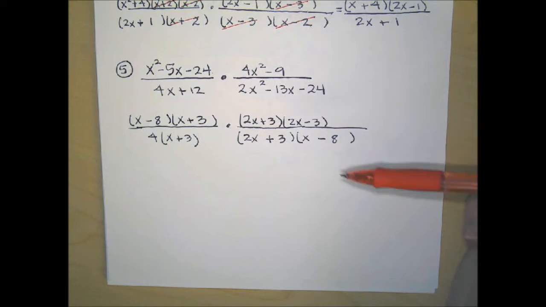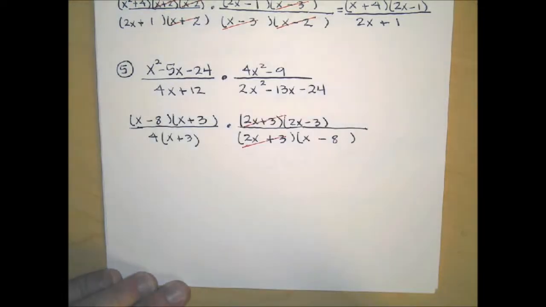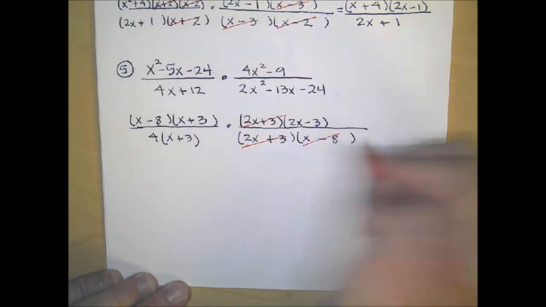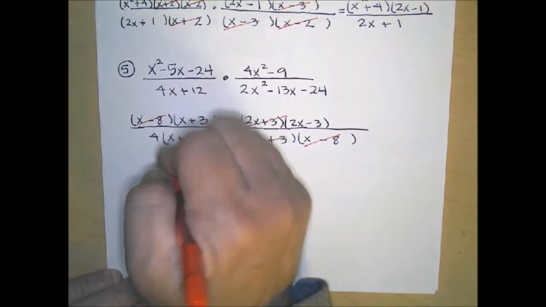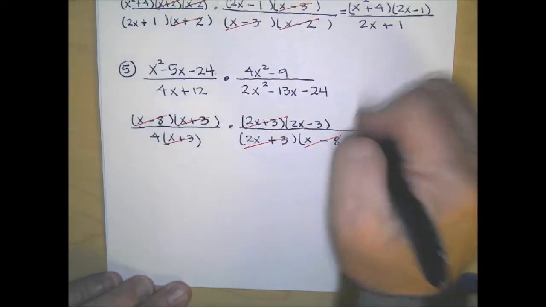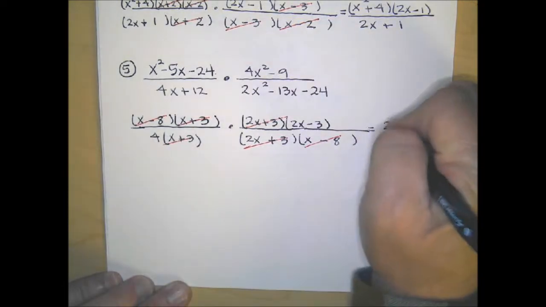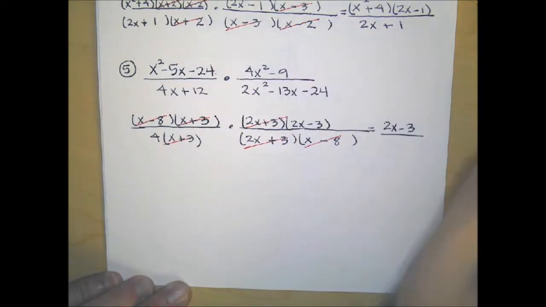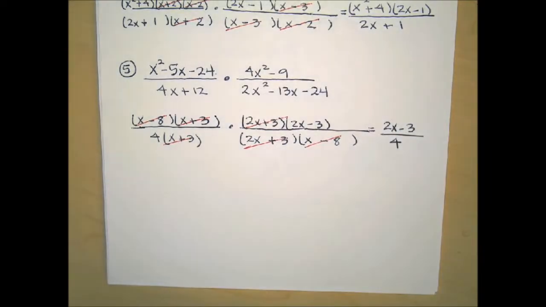Now at this point, since everything's factored, it's just a matter of canceling whatever can reduce to 1. So 2x plus 3, 2x plus 3, gone. This x minus 8 and that x minus 8, gone. This x plus 3 with that x plus 3, gone. So what I'm left with as my answer is a numerator of 2x minus 3 over a denominator of 4. And that would be your answer.